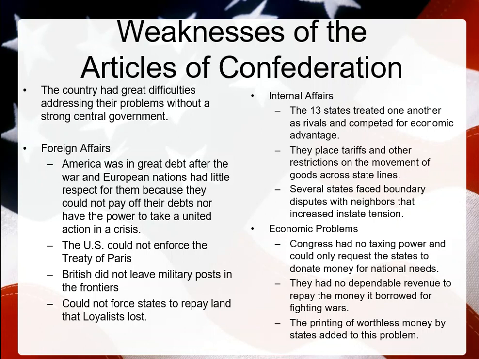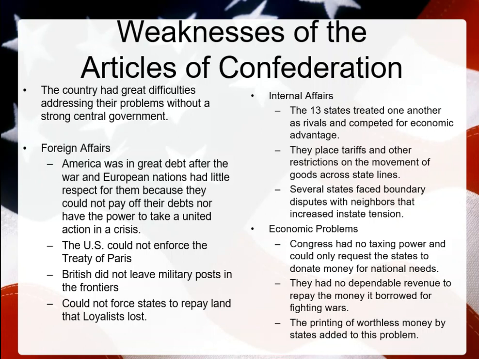And what I mean by that is that the Treaty of Paris says, for example, the British have to vacate all the land that is now in American possession, right? But we still had British who didn't leave military posts in the frontier, forts, whatever like that. They didn't leave, and the Americans weren't powerful enough to really say you better get out or else. They could not force states to repay land that the loyalists lost. Another thing in the Treaty of Paris was that whatever land the loyalists lost, you need to give it back to them. And that was agreed upon, but they couldn't do that in any true fashion because it required them to collect money. So, you have internal affairs happening as well.